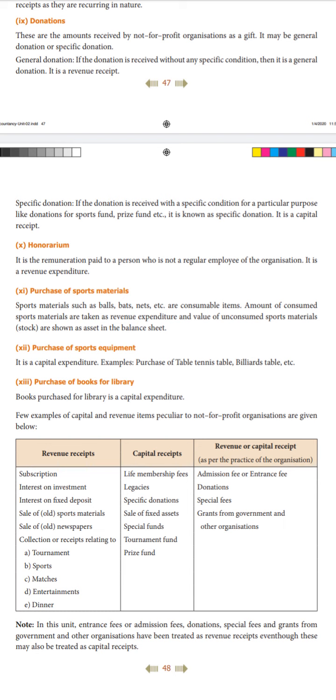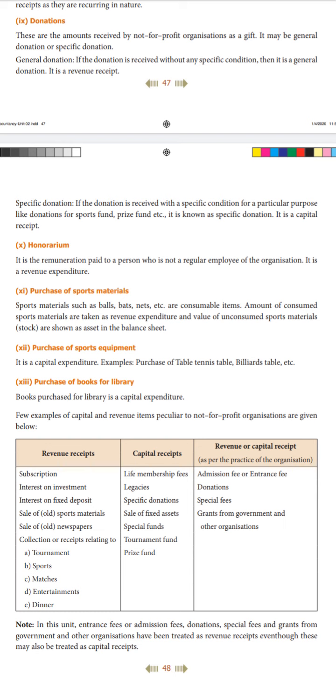So this is however we do it in the trading and P&L account. The same thing is to be followed for purchase of sports materials also. You will write the consumable, that is whatever we have consumed, whatever we have used in that particular year, as the revenue expenditure, and whatever is unused, the closing stock, will be shown on the asset side of the balance sheet.